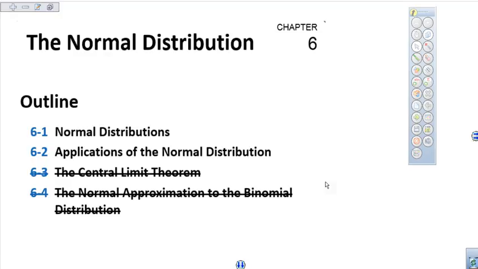So what we have here is chapter 6. In chapter 6 we're going to cover normal distributions in section 6.1, and then the applications in section 6.2, and those are directly related. Basically, 6.1 has straightforward problems, and in section 6.2 they're word problems. I'll have some sample videos from both.